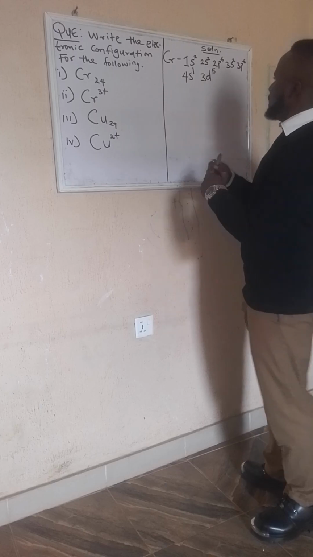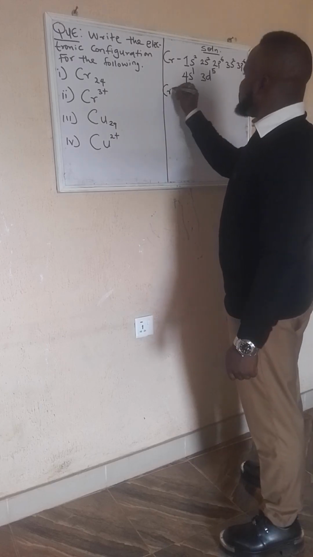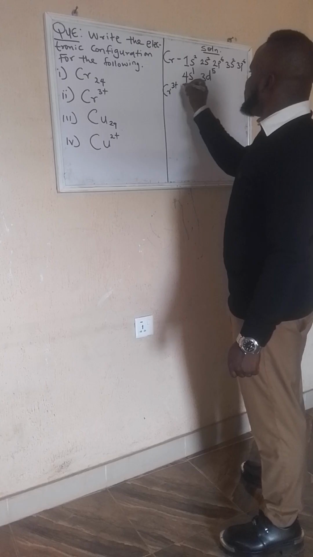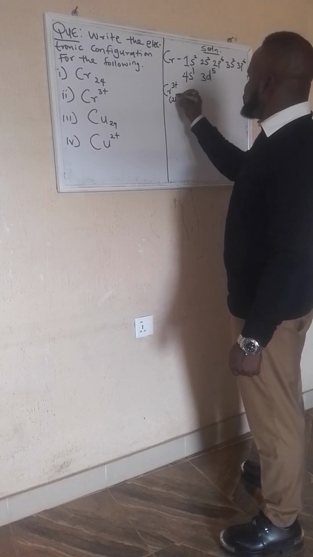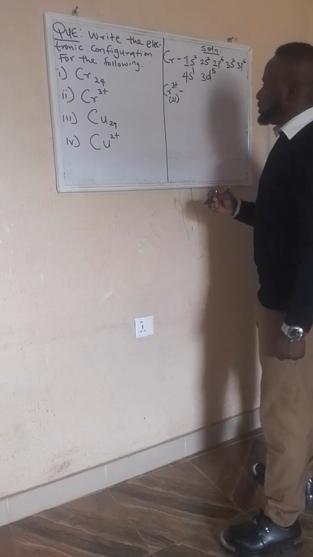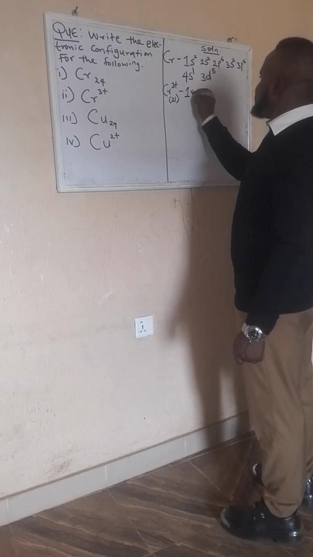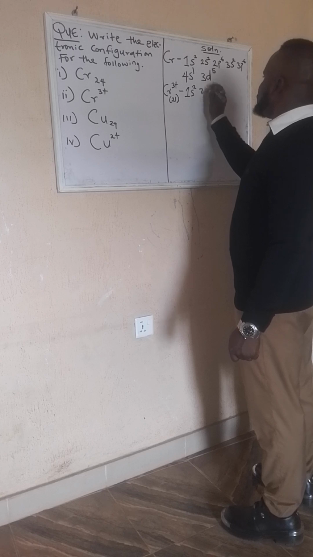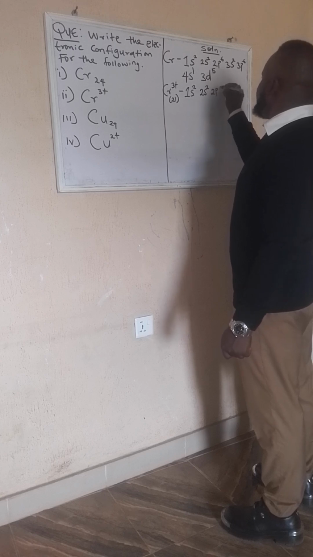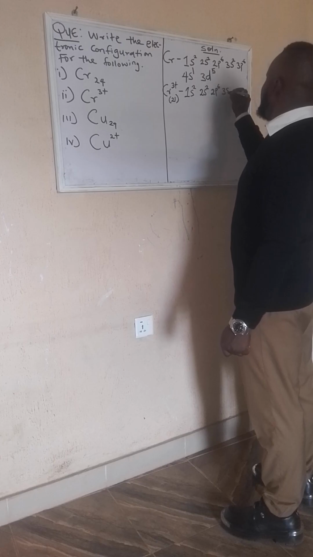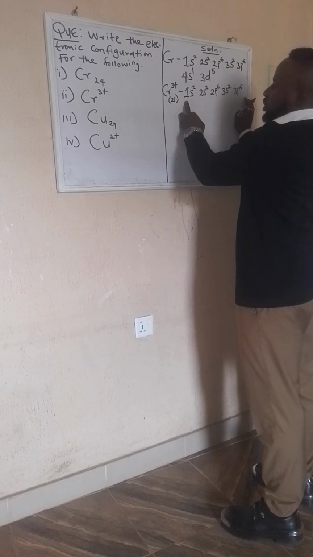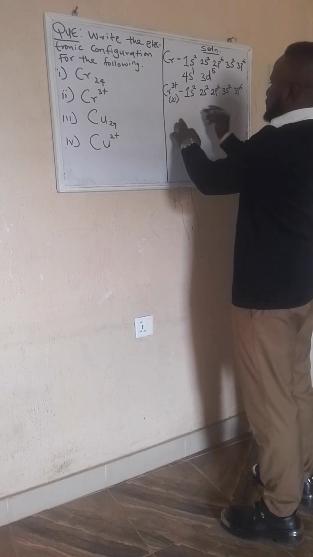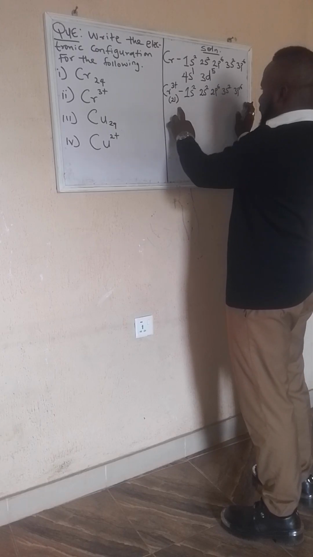Okay? So let's now write for Cr3+. 3+ means it has lost 3 electrons, means it has 21 electrons, right? So let's go 1s2, 2s2, 2p6, 3s2, 3p6. This is the configuration of argon, and in some cases you could just represent this using argon.